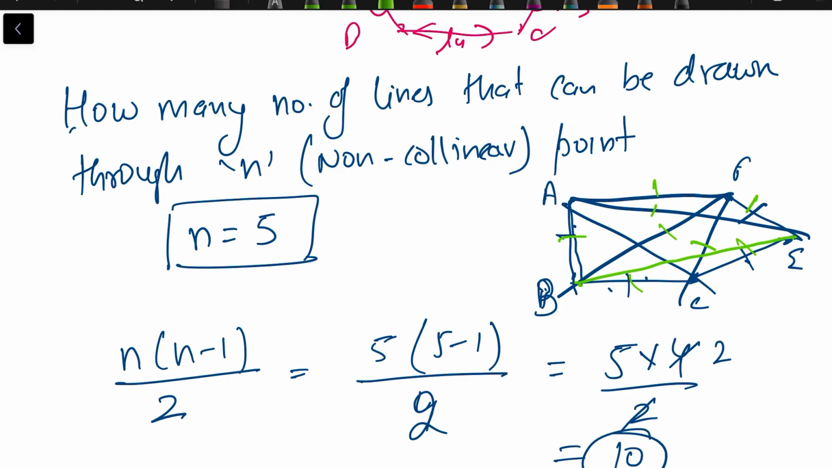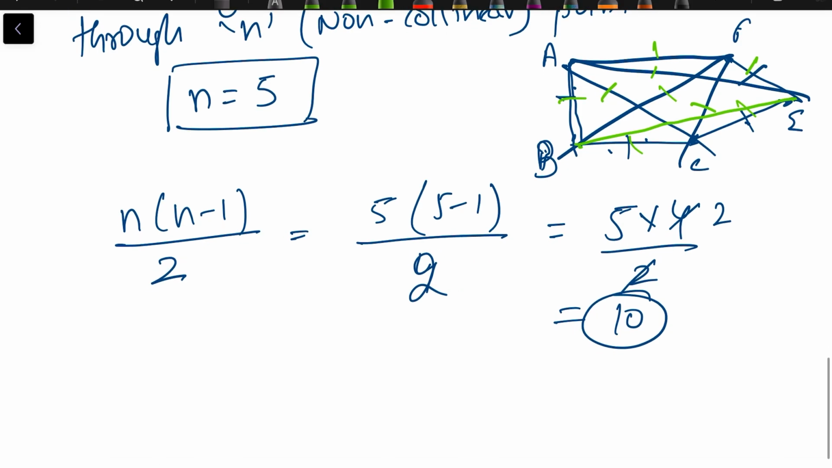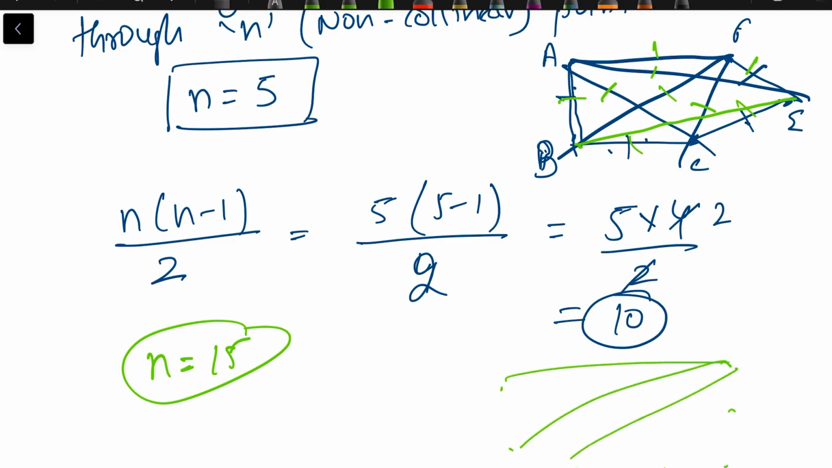Let me check if we missed any line. Okay, that is the line we missed, the tenth. So that is the total number of lines that we can draw from this. If anybody gives you n equal to 15, it is not possible to identify it by joining the points like this. It's very difficult to identify how many lines you can draw through non-collinear points. So the better way is to use this formula, n(n minus 1) divided by 2, to get the number of lines. This formula will help you.